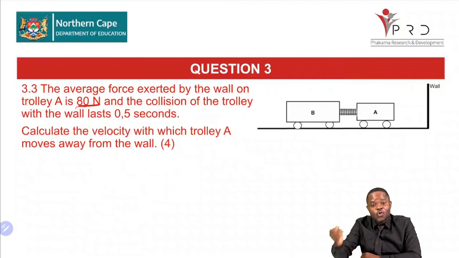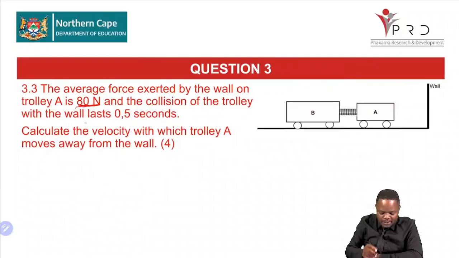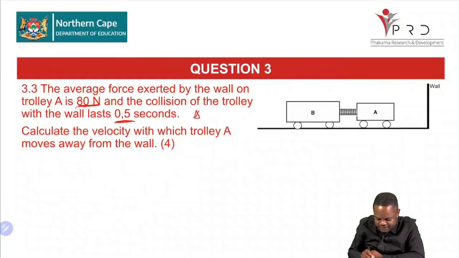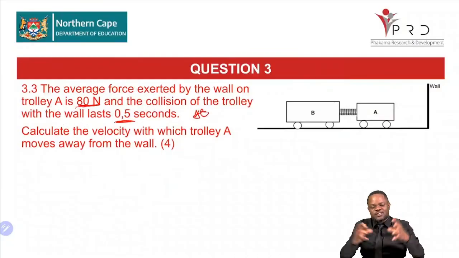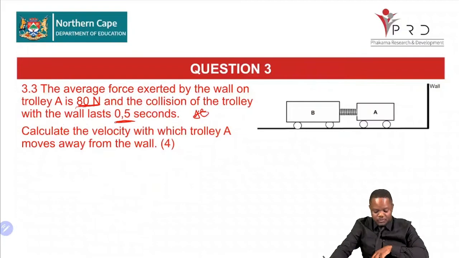So it means the wall is going to exert a force of negative 80 newtons on trolley A. Are you following? Right. And the collision of the trolley with the wall lasts 0.5 seconds, delta T. This is now collision. Already the formula that is coming into mind is F net delta T is equal to delta P. Now calculate the velocity with which our trolley A moves away from the wall.